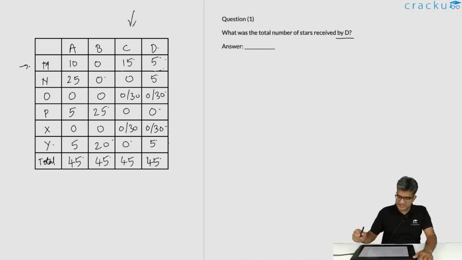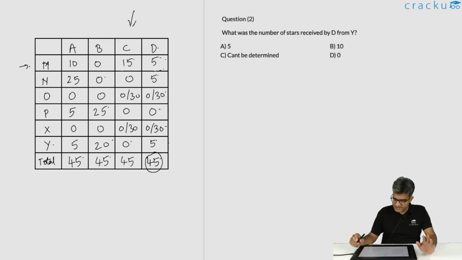What is the total number of stars received by D? The total number of stars received by D is equal to the total number of stars received by A, B and C, which is equal to 45. What is the number of stars D received from Y? From Y, D received 5.